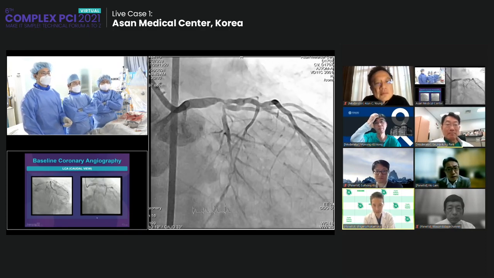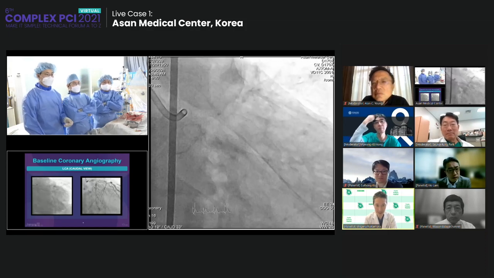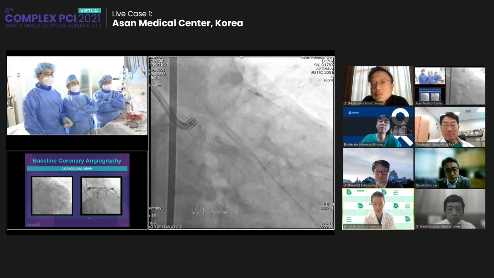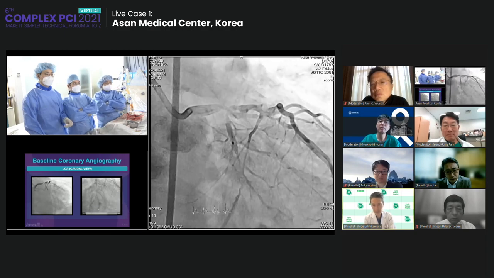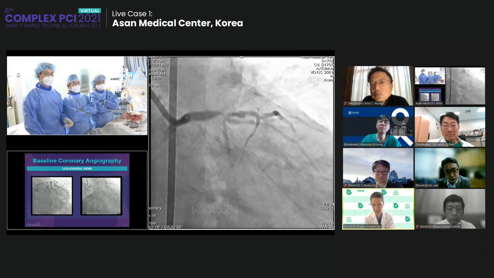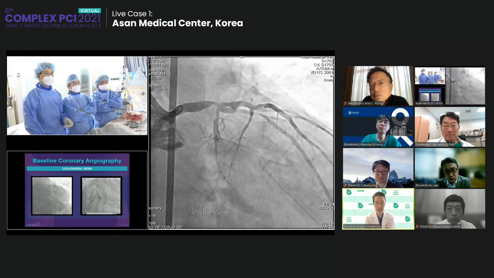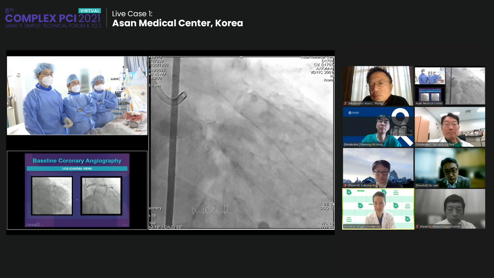And then there looks like calcified in the distal left main in a circumflex site. So if we can do the ablation, like a Diamondback, pullback atherectomy, and if we can reduce the plaque, we can put the stent in the LAD direction.